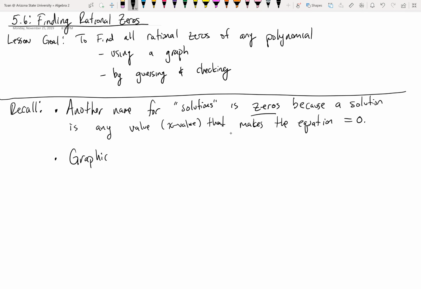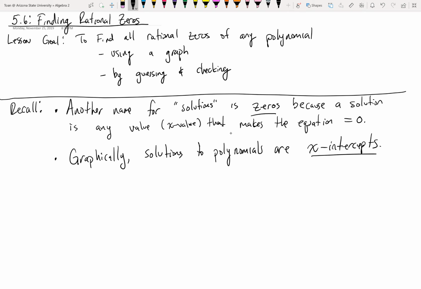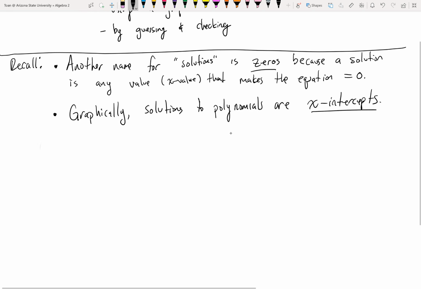Graphically, solutions to polynomials are x-intercepts. Right. So that's the key idea, that if I have a graph of any equation, we're talking about polynomials now, but it could really be any function that you'll face in your entire mathematical career, if you were to find the x-intercepts, those are the zeros. Those are the solutions to the equation when you set it equal to zero.